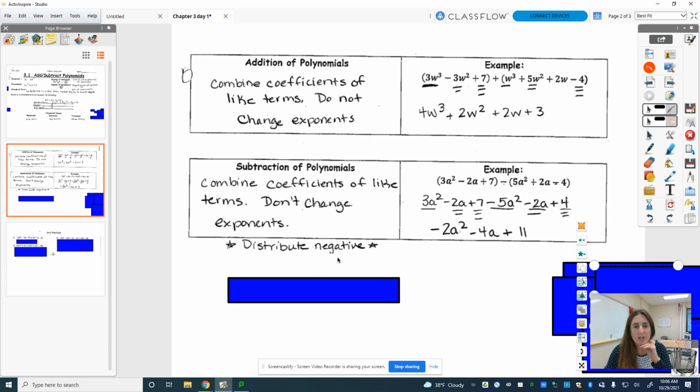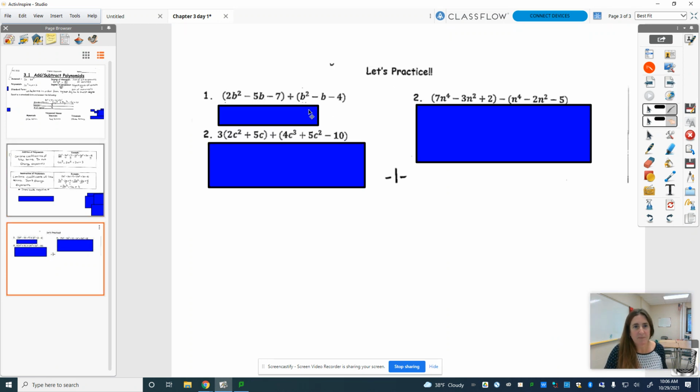Okay, so don't forget when you're subtracting, you have to distribute that negative all the way through. Let's look at a couple examples here. This is just adding in the middle. So I'm going to combine my like terms. I should get 3b squared. Remember, don't change the exponents. -5 and -1 make -6. And -7 minus 4 is -11 on there.